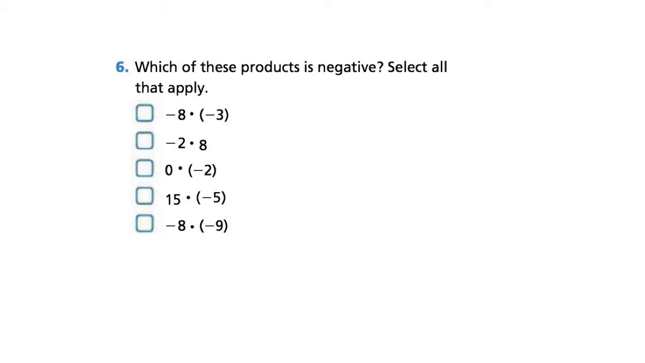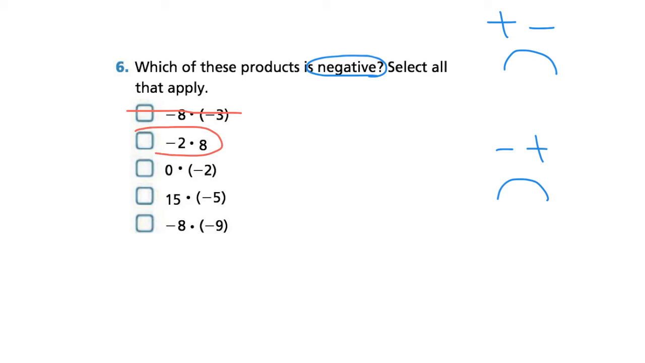Question 6. Which of these products are negative? Product means an answer to a multiplication problem. If you go back to our little silly faces, a positive times a negative gave us a negative. Negative times positive gave us a negative. So we're looking for 2 factors with different signs. On our first one, we have a negative times a negative. That's going to make a positive. The second one, negative times positive. That we want to keep.